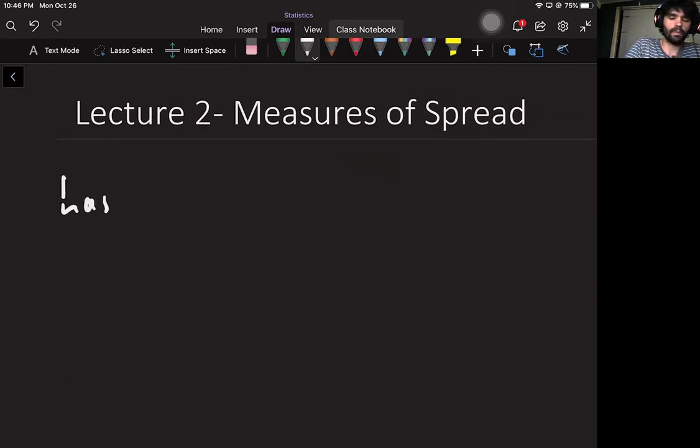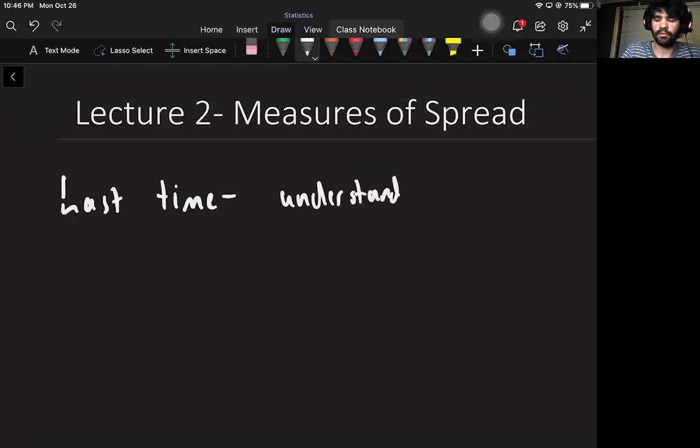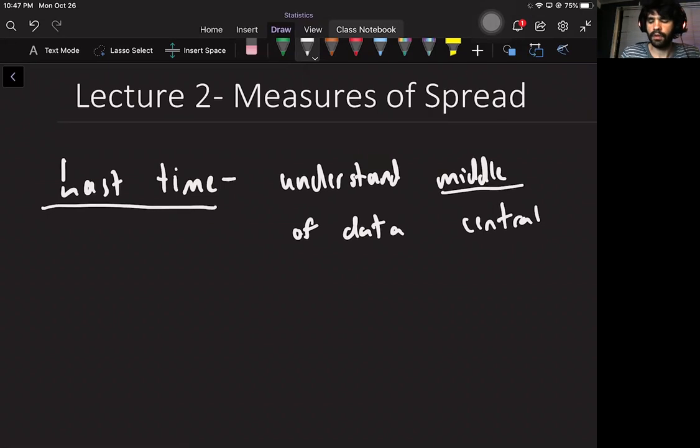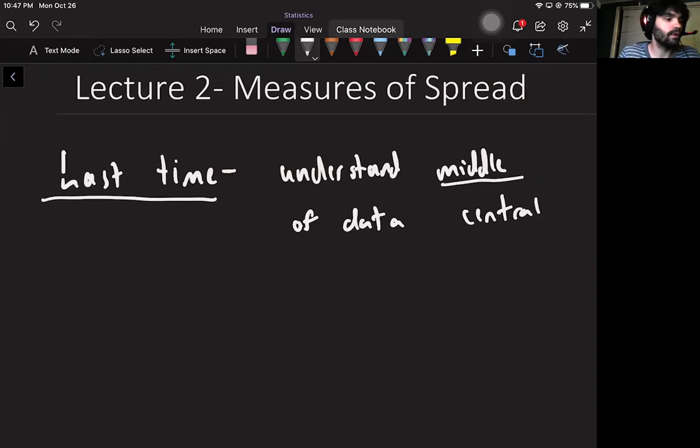Okay, so today we're talking about measures of spread. So last time, just to very quickly summarize, we wanted to think about the middle of the data, various types of middleness. That's what the mean and median were for. We used the word central. So we were thinking about what's the center of the data. And that's what the mean and the median are for. Different ways of thinking about the center. So now we're going to think about the spread instead.